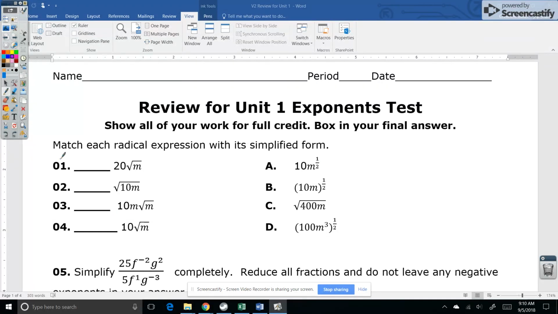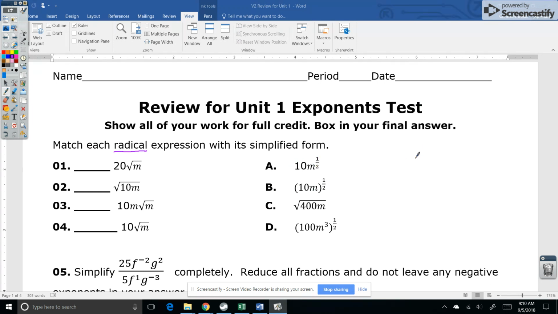This first section has 4 radical expressions. We see the radical in all of them, the square root, and we're matching them with this exponential form, with a rational exponent. So these half powers are rationals. The first thing I noticed when I looked at this problem is that A and B are super similar. The only difference is that B has parentheses while A doesn't.